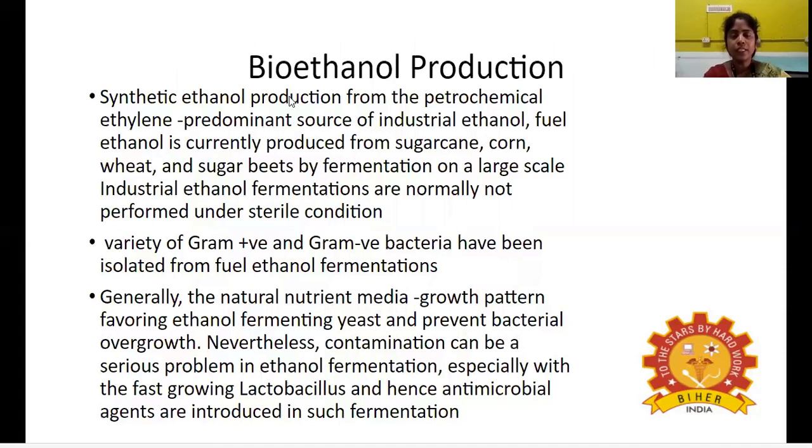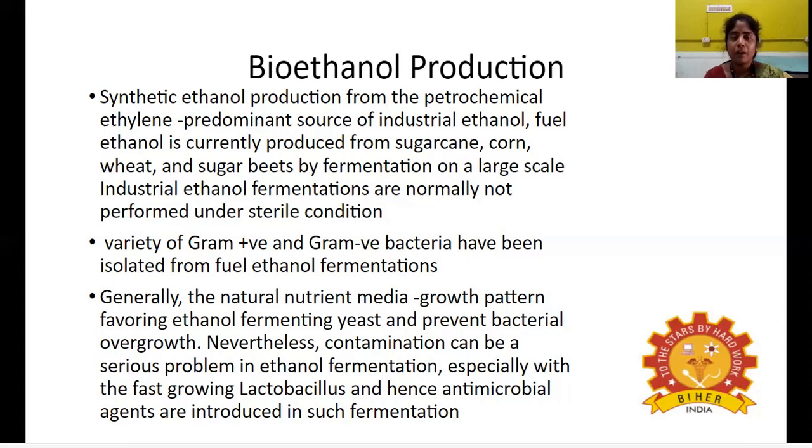So the next one, we'll see bioethanol production. When we talk about bioethanol production, this is the production of ethanol with the help of a microorganism. As we are aware, there are n number of products that can be produced with a single specific microorganism by utilizing the substrate. But in the case of mixed culture fermentation, we are going to use the microorganisms in a mixed condition.